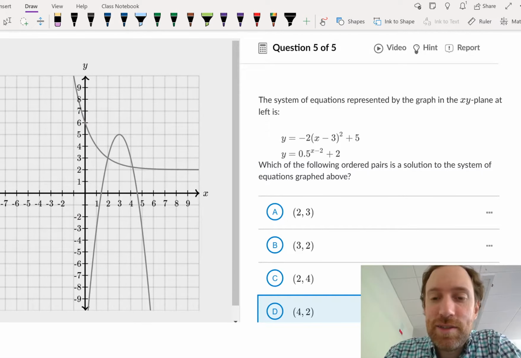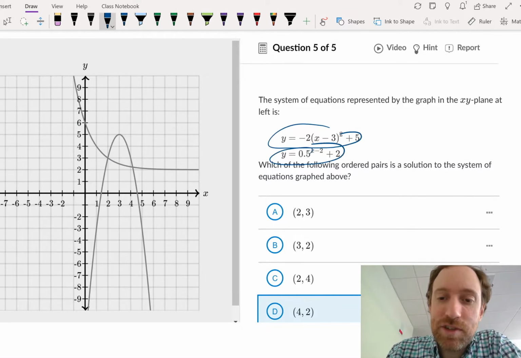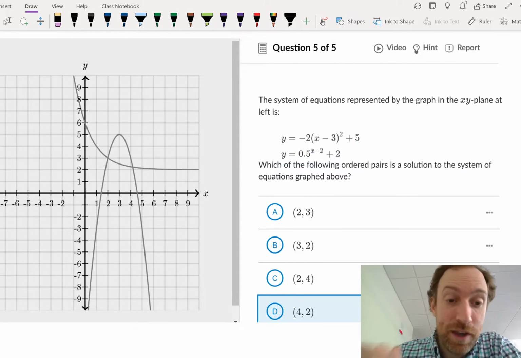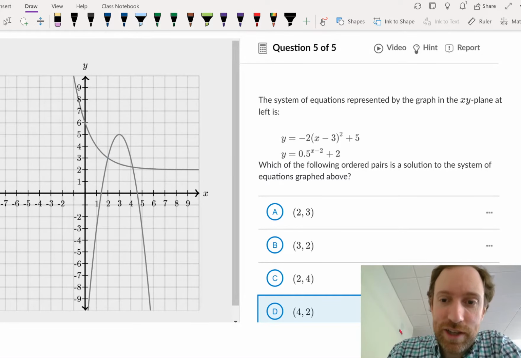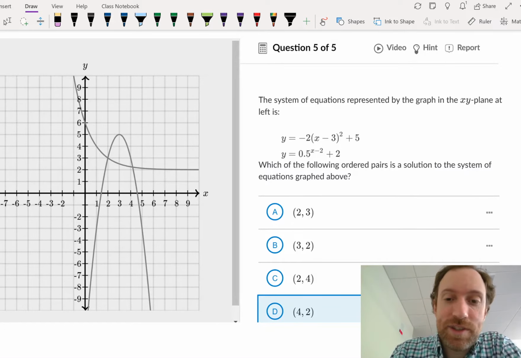Now, systems that involve a quadratic and an exponential or a linear and an exponential, you're not going to be able to solve by hand unless the answers are whole numbers. There's no general algebra technique. If you try to do substitution here, you'd get stuck. You wouldn't be able to solve this, even using logarithms, which aren't on the SAT. So this one is to be solved graphically. You can see there's an obvious solution there at 2, 3. So this is the right answer.